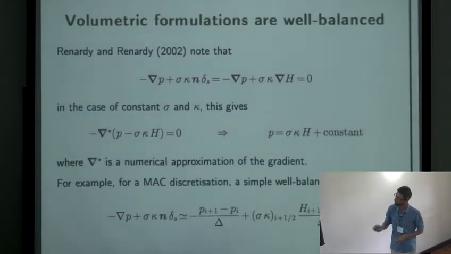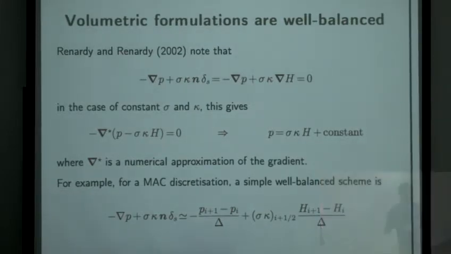For the volumetric formulation, the solution was actually given by Renardy and Renardy in 2002. So it took only 10 years, but to solve the details, it took a few more years. Now if you look at the volumetric formulation, you replace the Dirac delta times the normal by the gradient of the Heaviside function, right? What's nice now is that you have two gradients. You are approximating two gradients. So it looks nicer because you know that if you approximate the two gradients in the same way, then the solution becomes trivial, right?